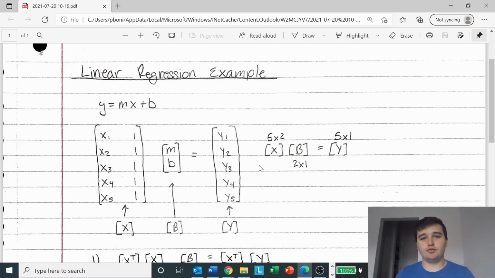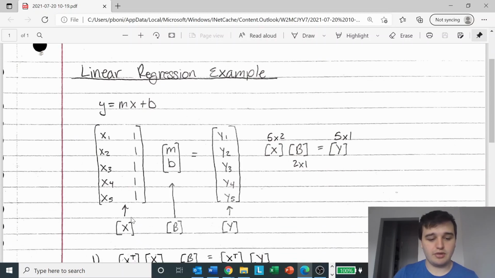So now we're moving on to the linear regression method through matrix manipulations, and we're going to start with a simple example of y equals mx plus b. You would start by creating a matrix with x1, x2, down to x5 in this case. So you would have different x values, right? So x1 through x5, and then you would create a column of ones next to that.